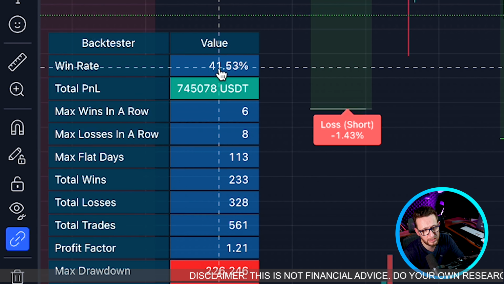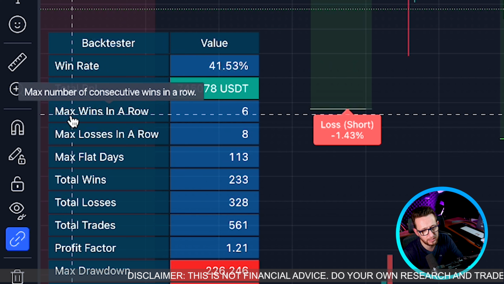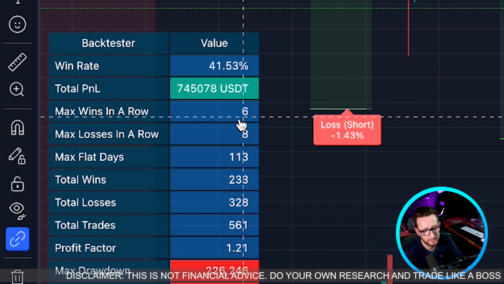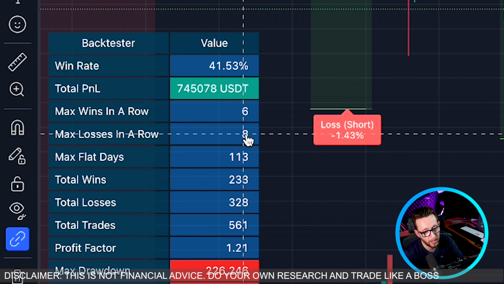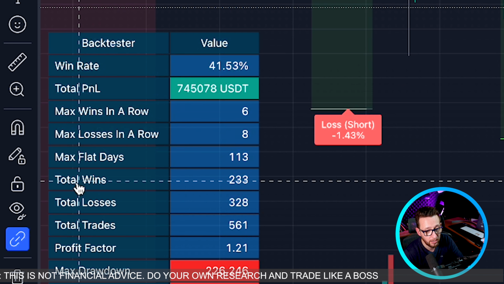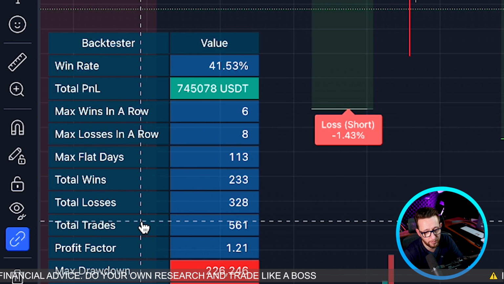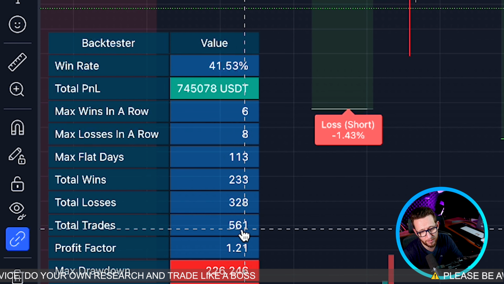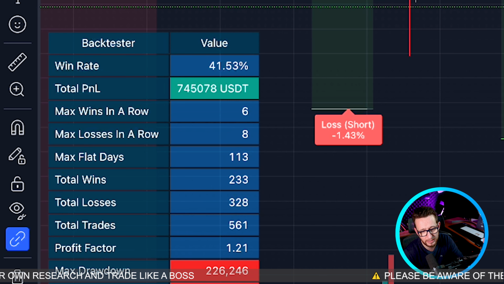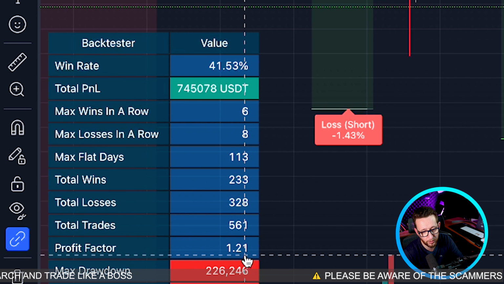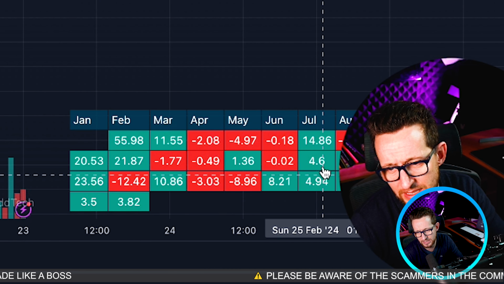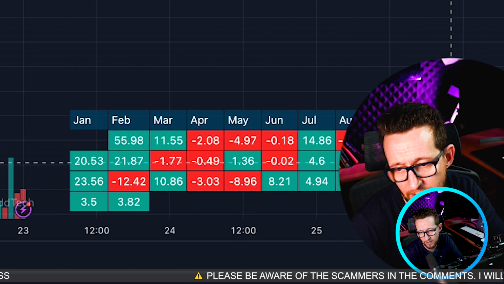It allows us to have a much lower win rate. We have a 41% win rate, which gives us a max win in a row of 6 and max losses in a row of 8. Kind of works out. We have a total number of trades of an amazing 561 trades and a profit factor of 1.2. As you can see, there's a mix between green months and red months.